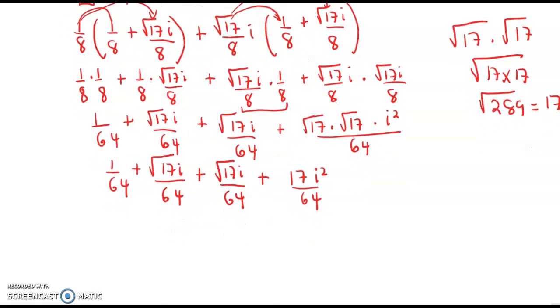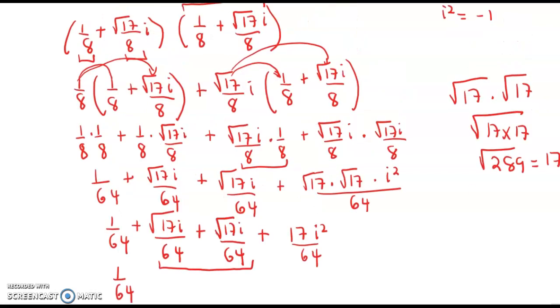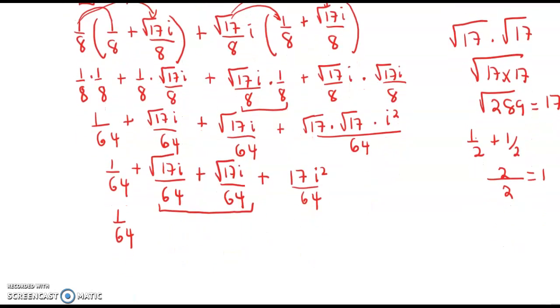So now we have 1/64, and we're going to add these two terms together. We have the same base, which is 64, so we can keep the common base and add the numerators. So it's just like having 1 over 2 plus 1 over 2. If you add 1 over 2 to 1 over 2, you keep the common base and you add the numerator value. So 1 plus 1 gives you 2, and that gives you 1. That is the same thing we are going to do here.